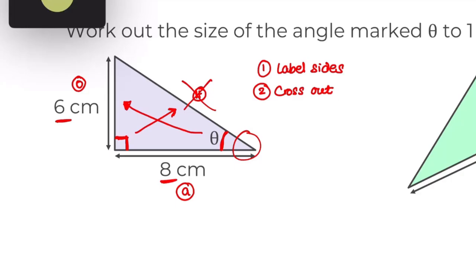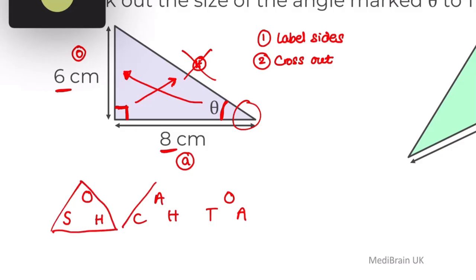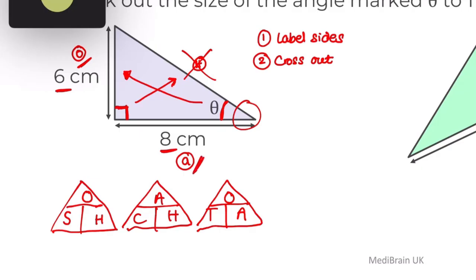Now, once we've crossed it out, we're going to draw out our rules again. So we've got SOH, we've got CAH, and we've got TOA. Okay? Triangle again. Now we need to pick out the rule which has O and A in it. So this one has O and H, so it's not going to be this one. This one has A and H, so it's not going to be this one. This one has O and A in it, so it's going to be this one.